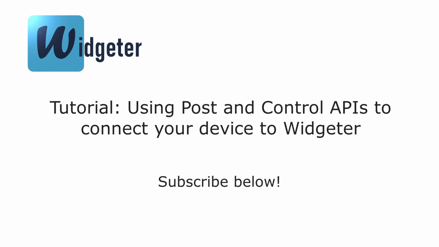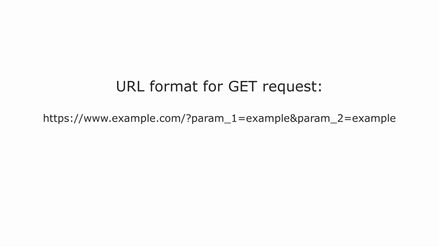Both the Post and Control APIs can be accessed using an HTTP GET request, which means that the information that you're passing into the APIs are attached to the URL. The differences between the Post and Control APIs lie in what information is passed into the API and what you can expect as a response. We'll start with the Post API because it's simpler than the Control API.